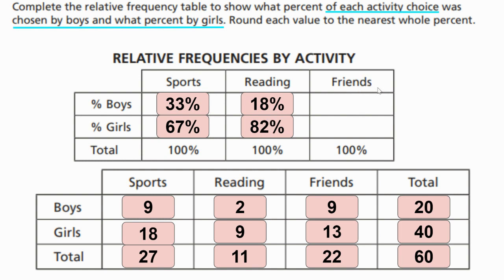All right, and then we have friends, socializing with friends. So out of 100%, so out of the 22, 41% were boys that like socializing with friends, and 59% were girls that like socializing with friends.